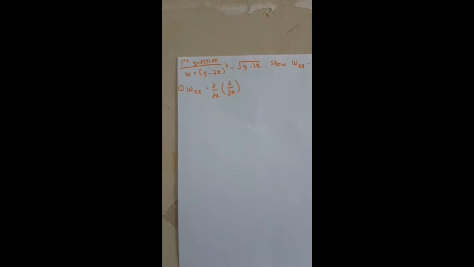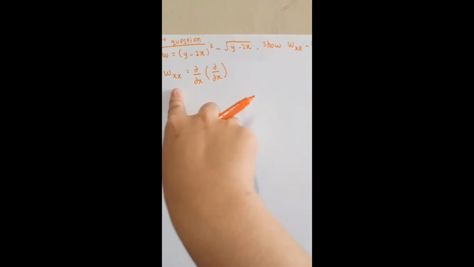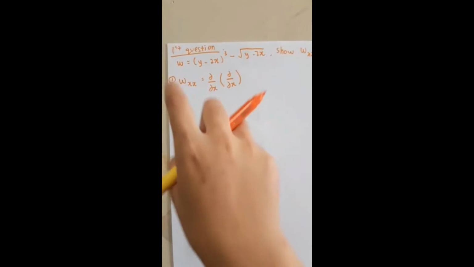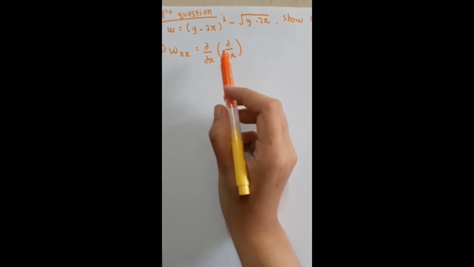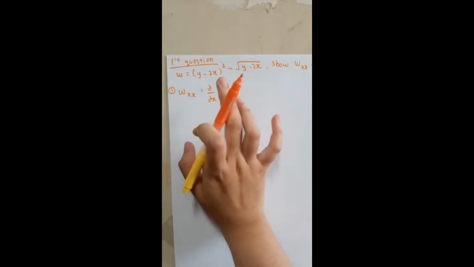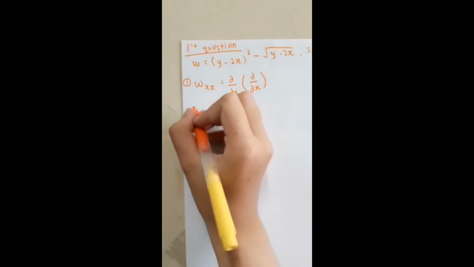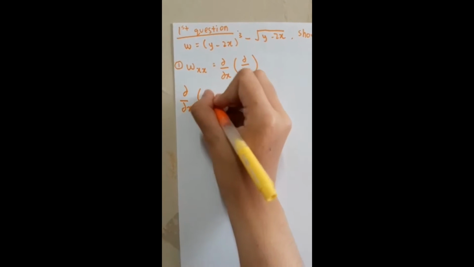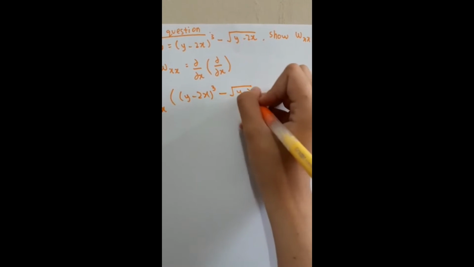Okay, so the first thing we must do is take out the given, which is wxx. We want to find wxx and wyy. So the first one we must find is wxx. I already gave the formula, which is del over del x times del over del x as well. So we must differentiate this function with respect to x two times, or we call it twice. So let's get started. Del over del x of (y minus 2x) to the power of 3 minus square root of (y minus 2x).